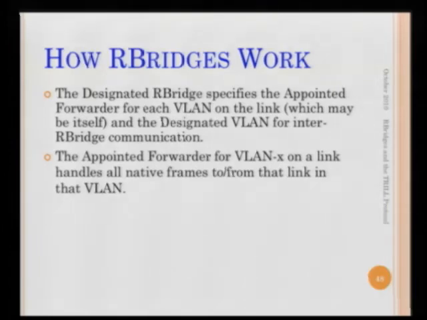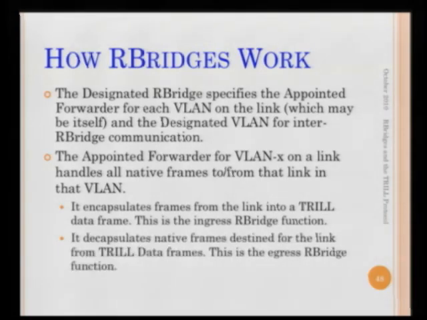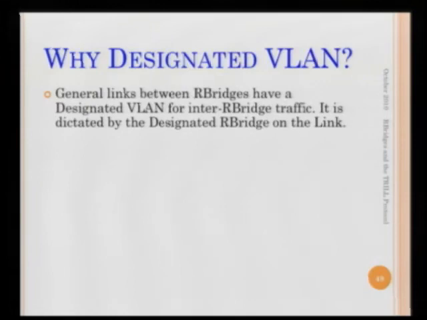The appointed forwarder stuff has no effect on TRILL data frames, as ones that are already encapsulated. Any RBridge on the link can send or receive those. And so the appointed forwarder is one that encapsulates frames from the link, doing the ingress, and decapsulates frames onto the link, or the egress, for the VLAN or VLANs for which it's been appointed. So why is there this designated VLAN thing?